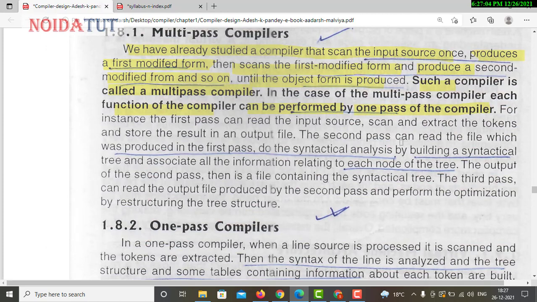Fine. Do you have any questions in this multi-pass compiler? Okay, sir. Wait a minute, sir. Fine. Very good. Now we are proceeding further.